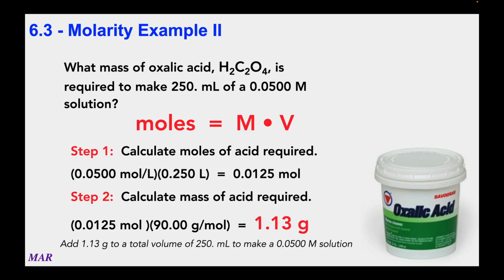So in the last example, you had so many grams and so much volume, and you calculated the molarity. In this example, you need so much volume of a certain molarity, and you calculated how many grams you needed in order to make that. And both of these methods are very, very common in chemistry.